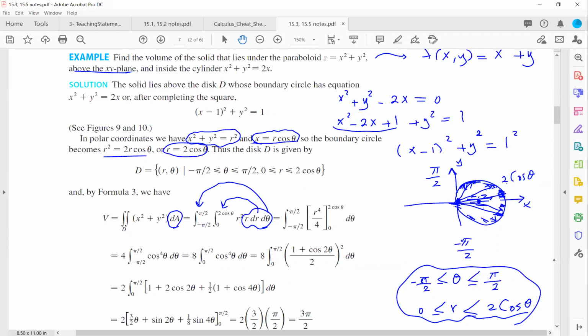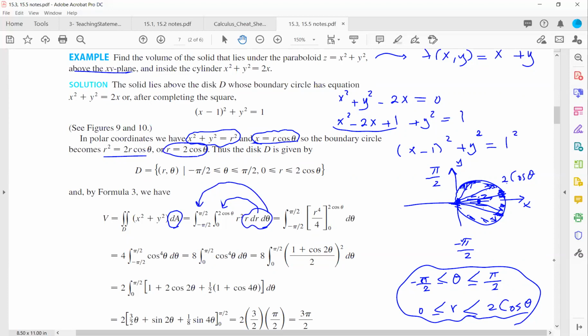By multiplying r squared and r, you get r cubed. The integral is a fourth, r to the 4, and your r ranges between 0 and 2 cosine theta. We plug in 2 cosine theta. We get 16 cosine to the 4 divided by 4. 16 divided by 4 is 4, so you write 4 outside the integral.